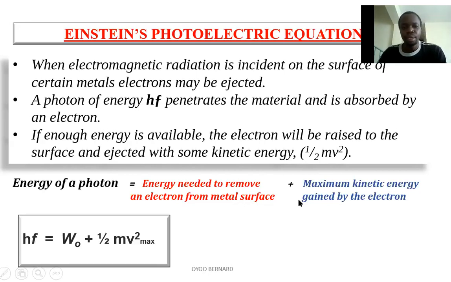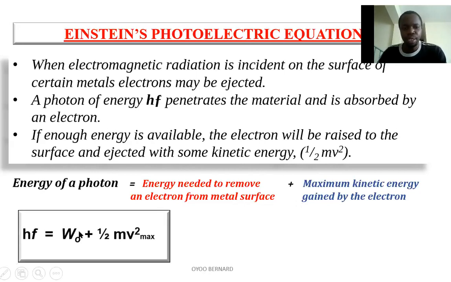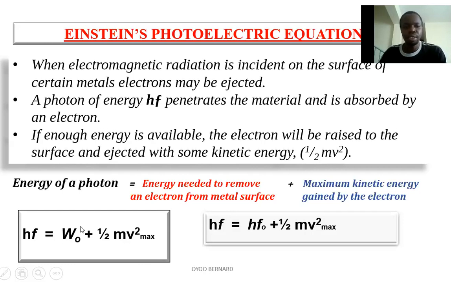So we can express that as hf equals W naught, where W naught is the work function, plus the kinetic energy of the electron. That's just the same thing as the work function in this other equation. We are now writing it in terms of Planck's constant and threshold frequency.